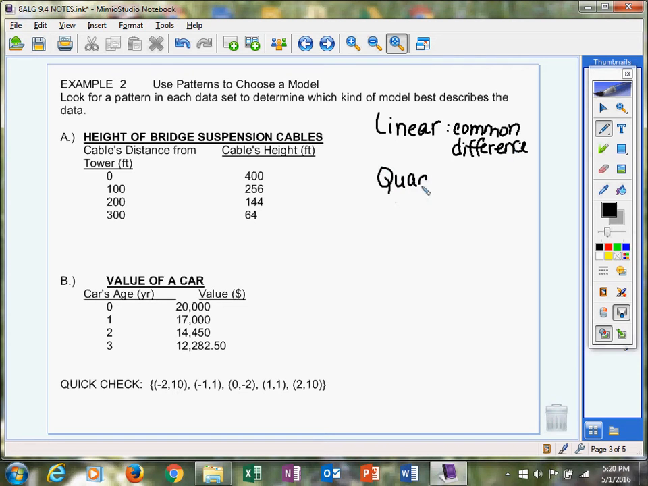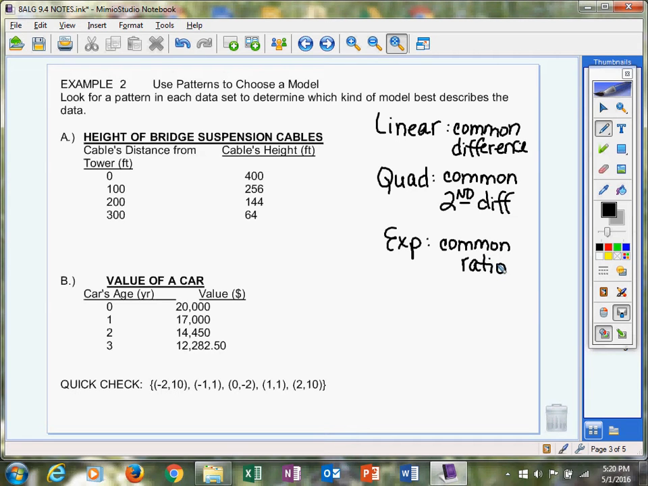Quadratic is like that, except it's going to have a common second difference. We've had experience with that before when we studied quadratics. And then lastly, exponential is going to have a common ratio. So we're multiplying to get to that next number. Beautiful. I don't care where you start.